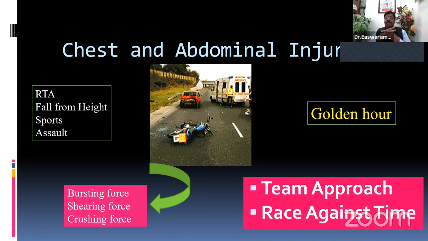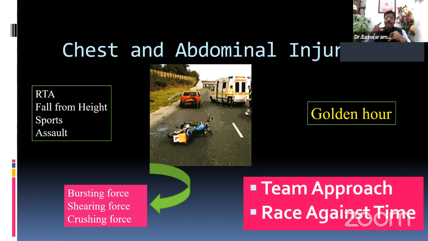Quite common, especially if there is a run over accident. Some big wheel, a tire, runs over you, for example, and because of the increased pressure, there is an increased intra-abdominal, increased intrathoracic pressure that causes an injury. A classical example is a diaphragmatic injury or a rupture of the stomach or rupture of the full bladder. They are all bursting force.